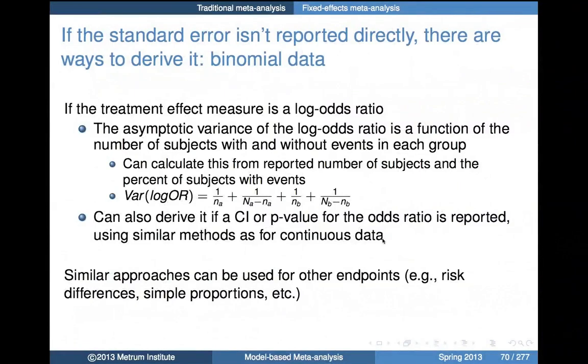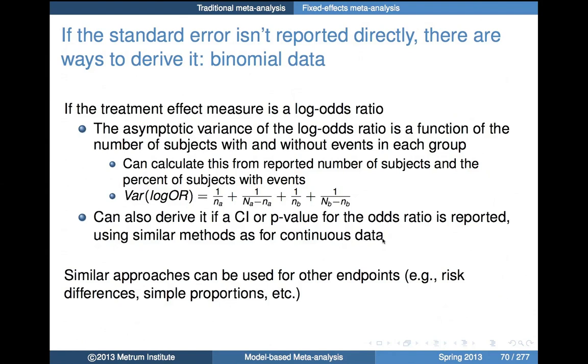That's for continuous data, and I think it's fairly straightforward how to approach that. And actually, for those kinds of estimates, more often than not, we do get measures of standard error. If we're working with binomial data, and the treatment effect is a log odds ratio or a relative risk or a risk difference, we can actually rely to some extent on the asymptotic variance of the log odds ratio or the relative risk or the risk difference being a function of the number of events in the arms that we're comparing.